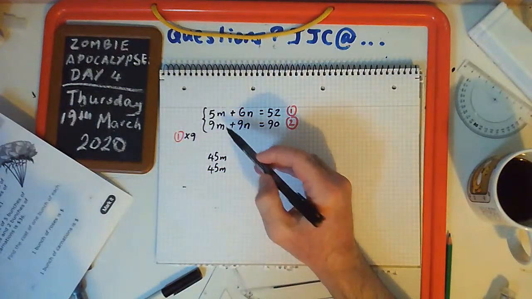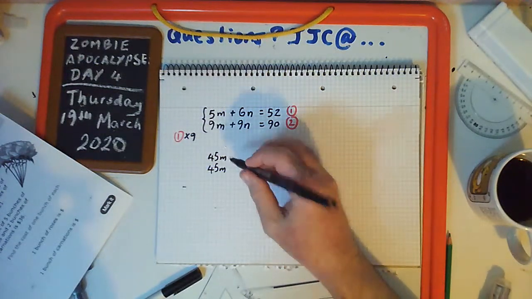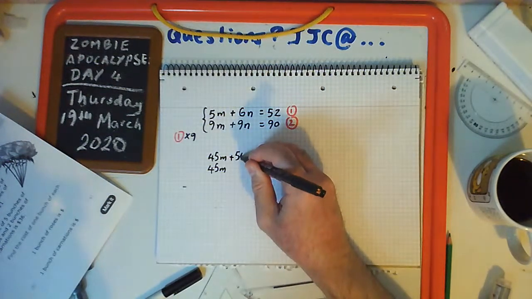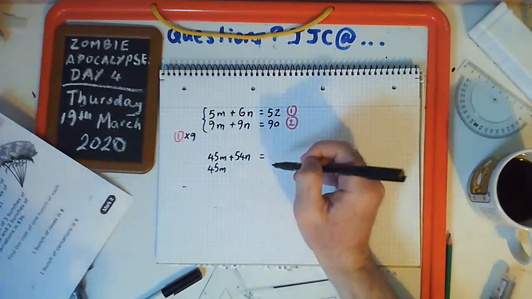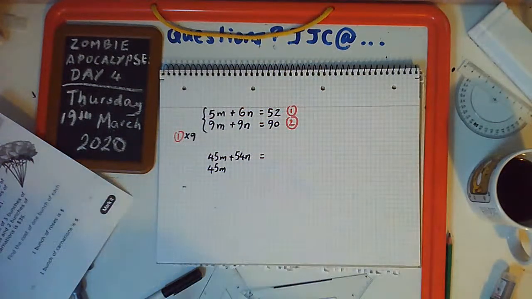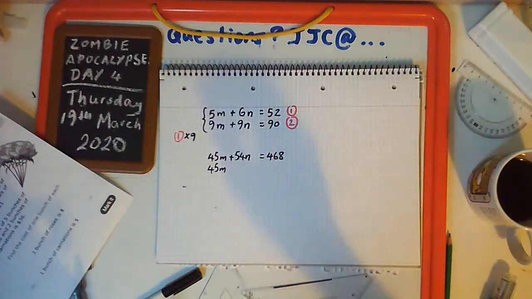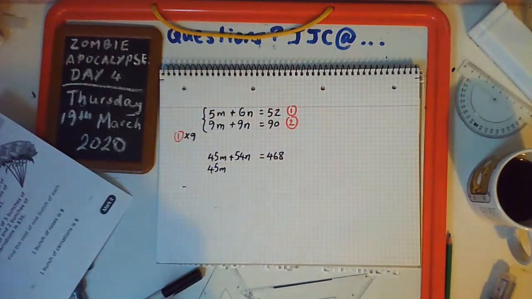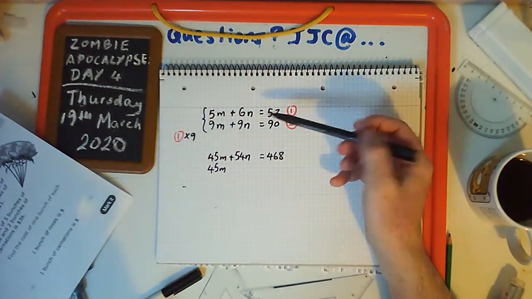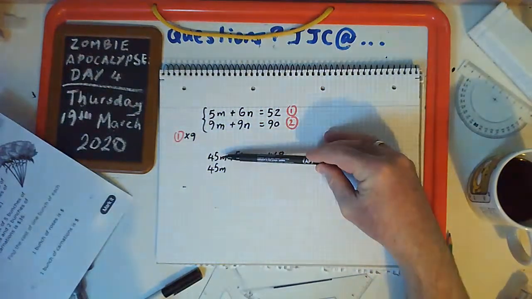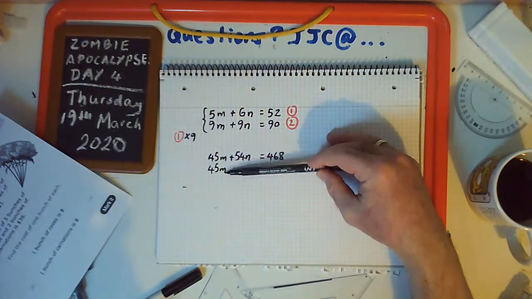So 5m times 9 is 45m. 6n times 9 is 54n equals, and then 52 times 9 is, oh, there's a test for my brain, 468, I hope. We'll find out if I'm wrong at the end, won't we? And so that's everything in equation 1 multiplied by 9 in order to get a 45m, so that we can try and get a 45m in both equations.